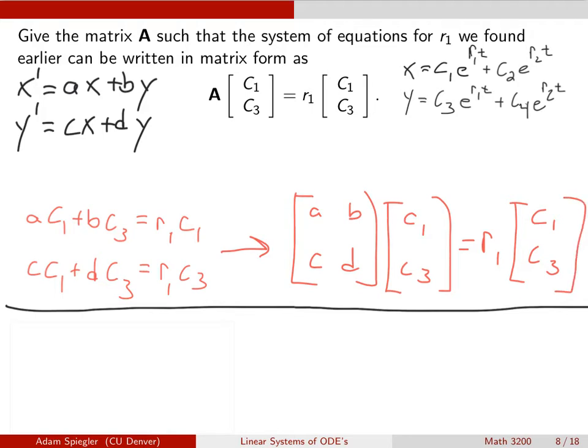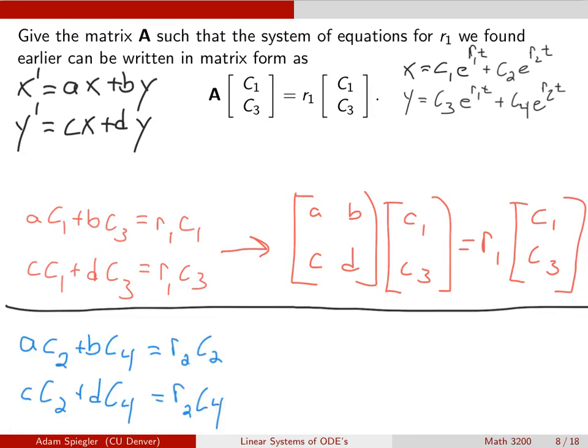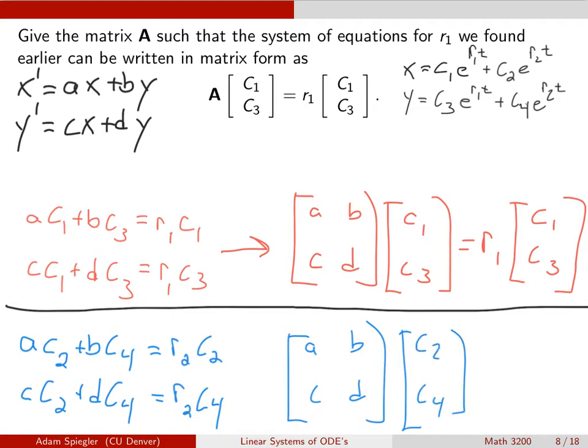So there's one condition that we get for r1, and we can do a similar thing with the conditions that we found for r2, which were pretty similar. In that case, we would still get A, B, C, and D, this 2 by 2 matrix of coefficients, and the only difference here is these column vectors involve the coefficients C2 and C4, which are the arbitrary constants in front of the e to the r2t exponential term.